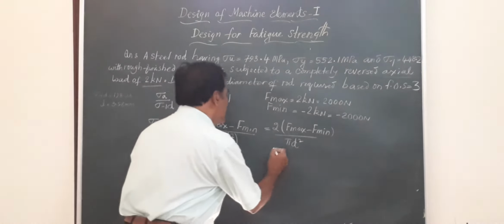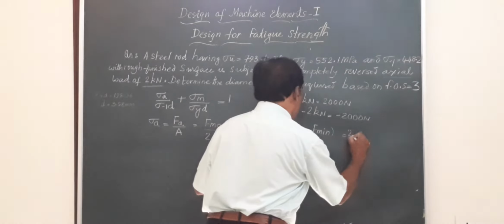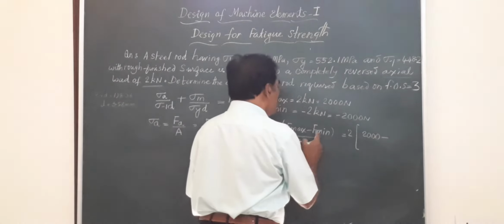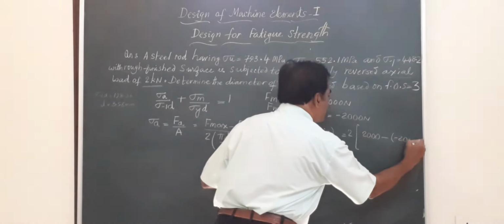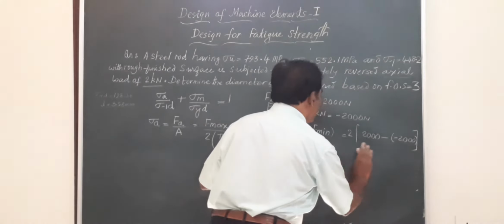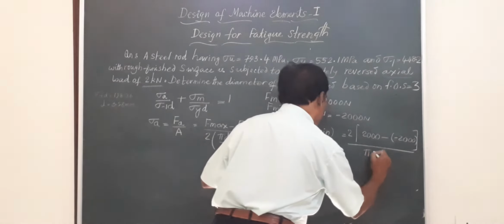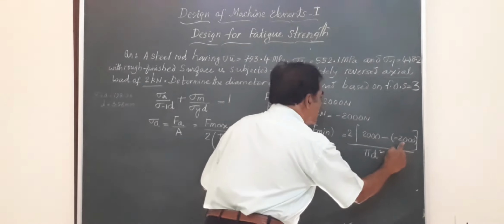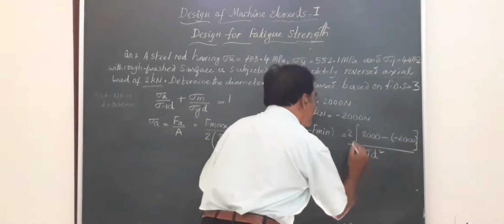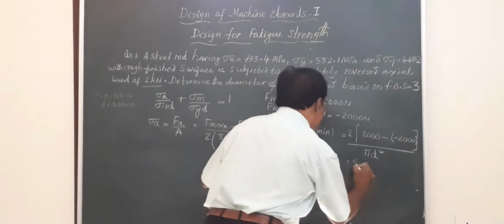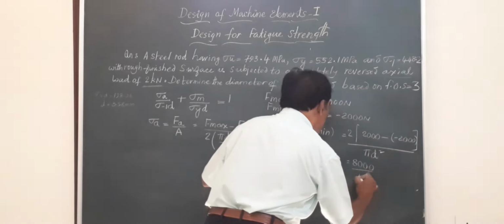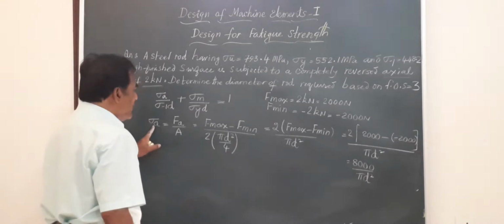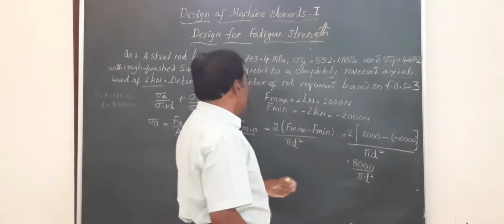Friends, if you substitute here, you will get this equal to 2 times maximum, which is 2000, minus minimum, which is minus 2000, divided by pi d square. Sorry, pi d square, because I already utilized the 4. So this is 2000 plus 2000, which is 4000, into 2. So this works out to 8000 by pi d square. This is the meaning of sigma A, which works out to 8000 by pi d square.